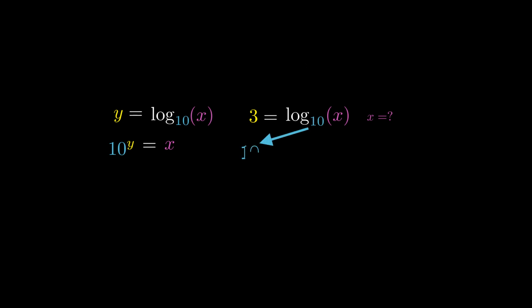So we know that we are going to multiply 10 3 times. Or we can also say raise 10 to the third power. So we have 3 is our exponent, and that is going to be equal to x. But we can actually evaluate 10 to the 3, right? 10 to the 3 is 1,000. So we know x is 1,000.